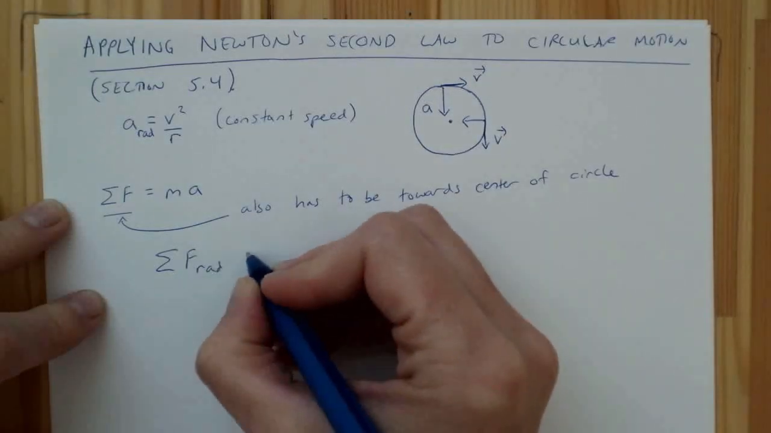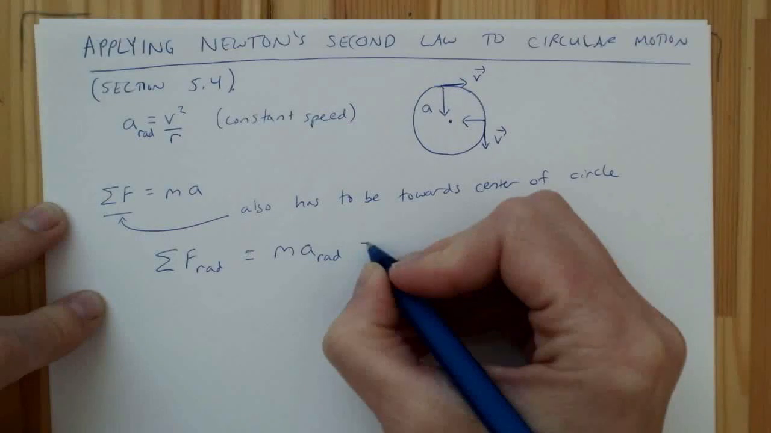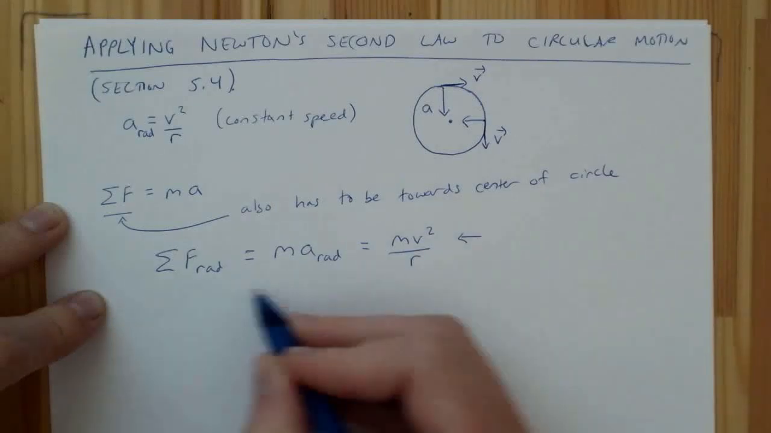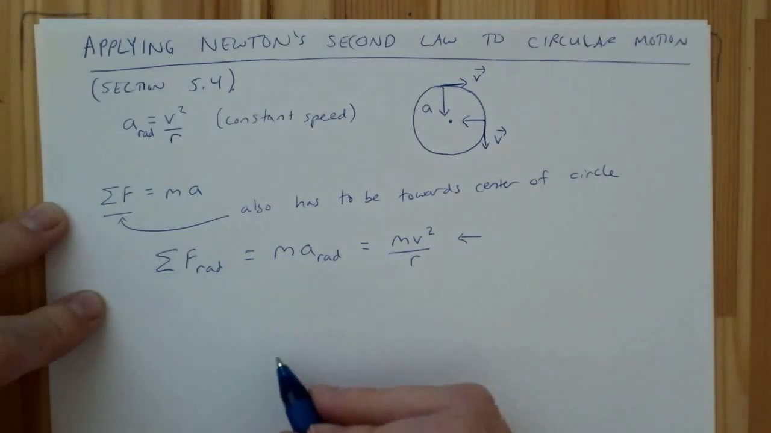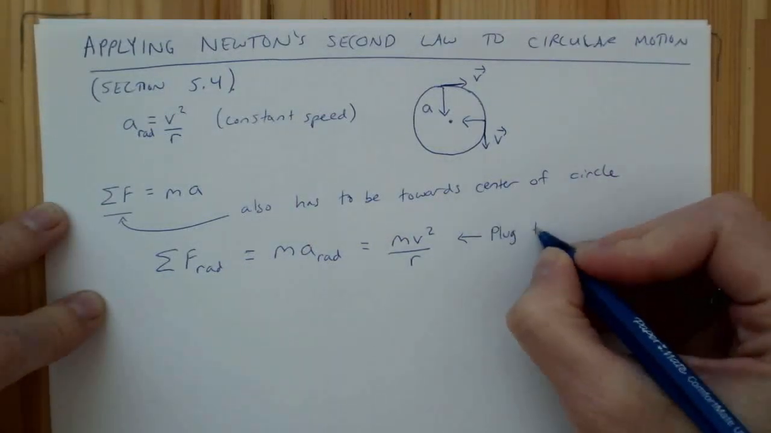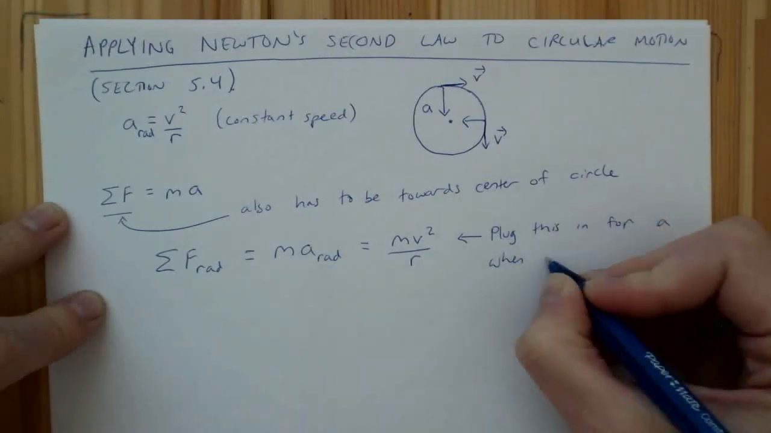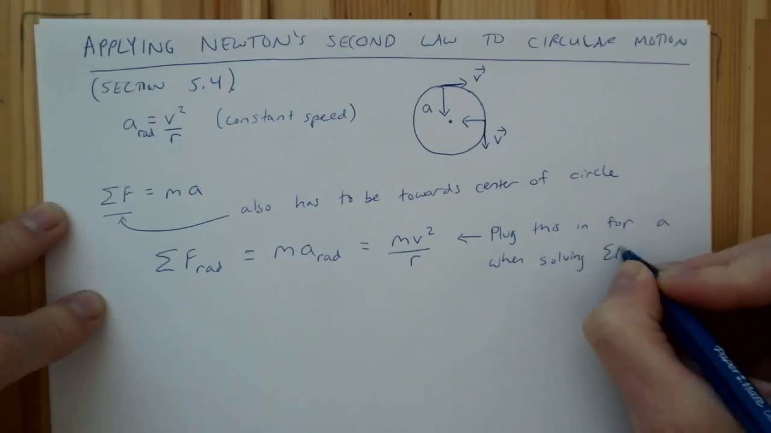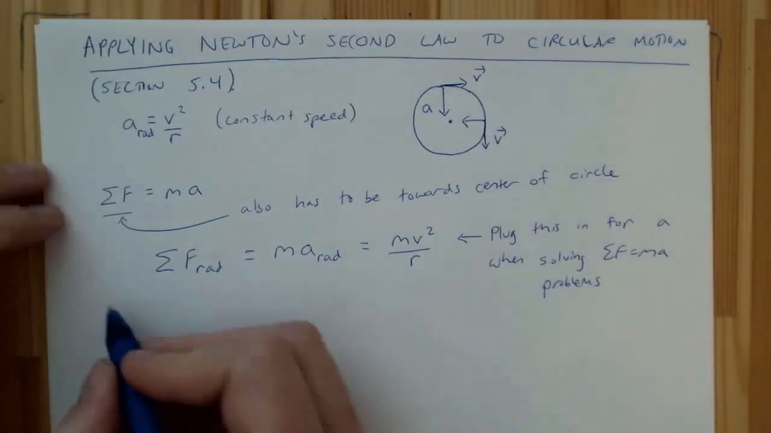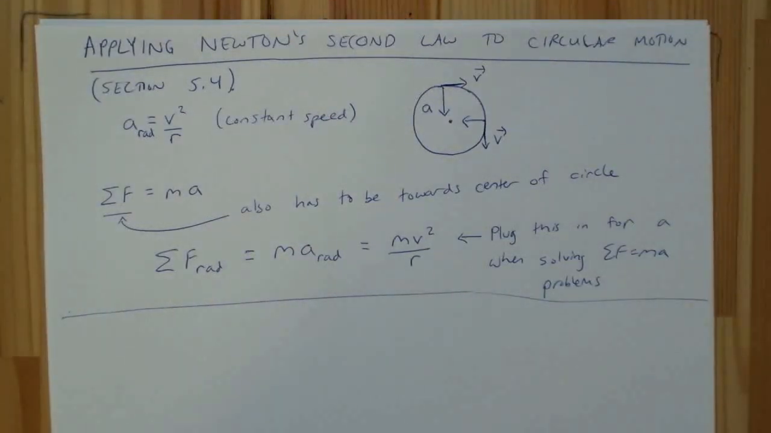And so the sum of the forces in the radial direction is going to be equal to the mass times the centripetal acceleration, which is then equal to mv squared over r. This just adds an additional step to the problem-solving methods that we use for Newton's second law. That is, we're going to plug this in for the acceleration when we're solving the sum of forces equals mass times acceleration problems. The best way to understand this is to look at a couple of examples.